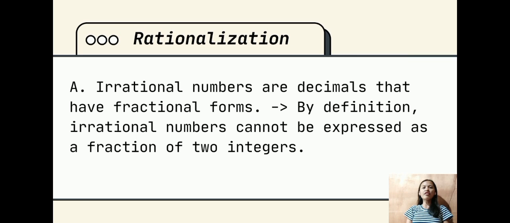The correct answer is letter A. Irrational numbers are decimals that have fractional forms. By definition, irrational numbers cannot be expressed as a fraction of two integers.